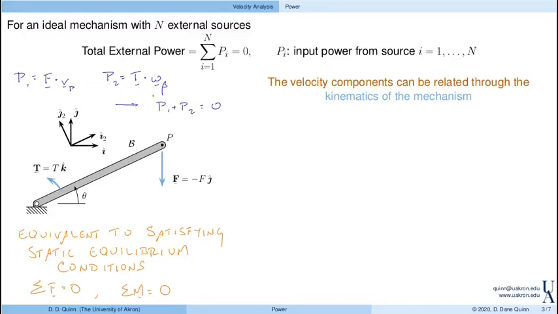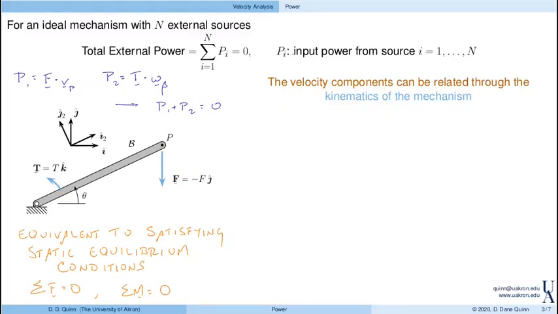I will point out that this only works for ideal mechanisms where the total external power vanishes. But as I said before, that's not such a bad approximation for a lot of the different situations that we'll be looking at. And it does provide sort of an upper limit, in a sense, to the torque that you could get out of applying a force to this bar, for example, or vice versa. So let's actually figure out how this works.